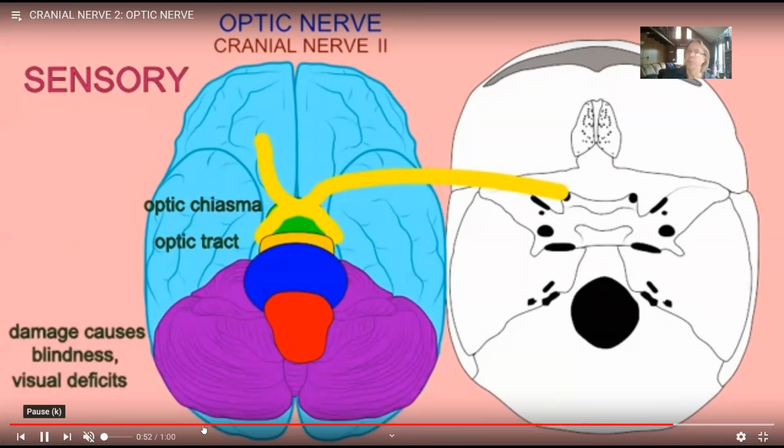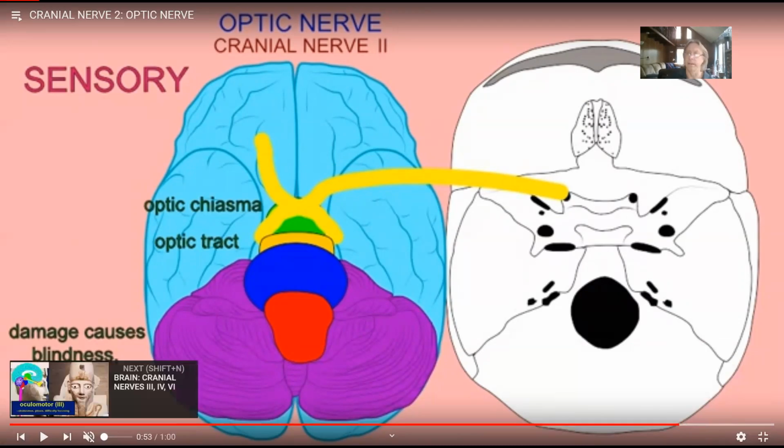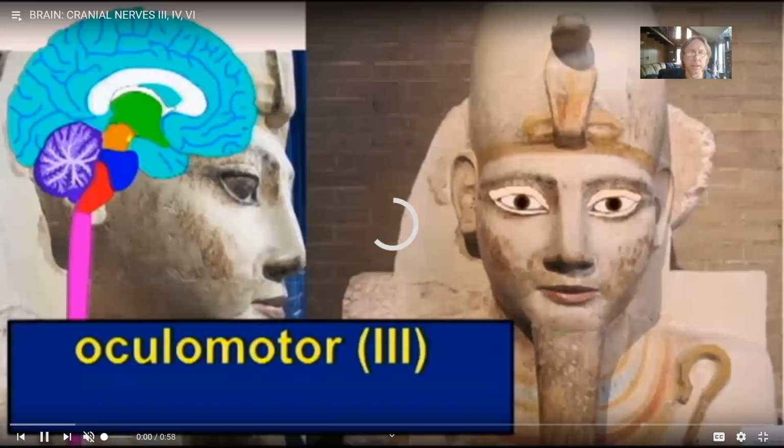As I'll get to, the reason that one wants to study this is because you can then help diagnose problems in patients based on where damage might be, for example. So visual deficits and even blindness could come with damage to the optic nerve. So those two nerves were sensory.